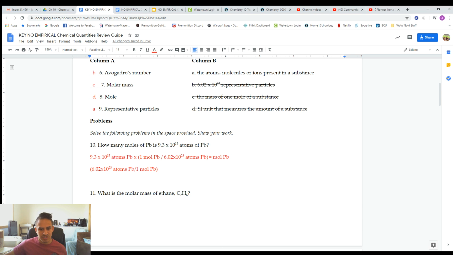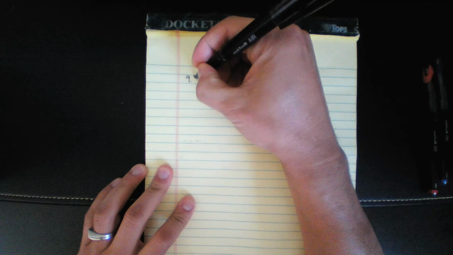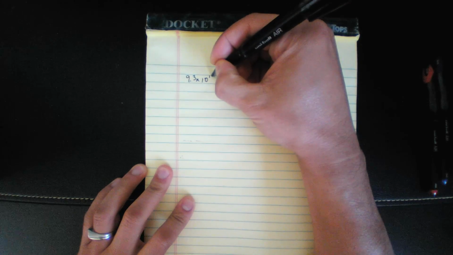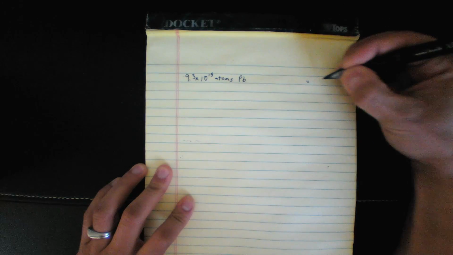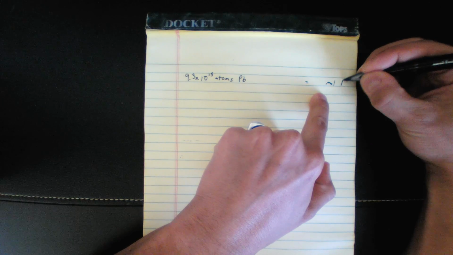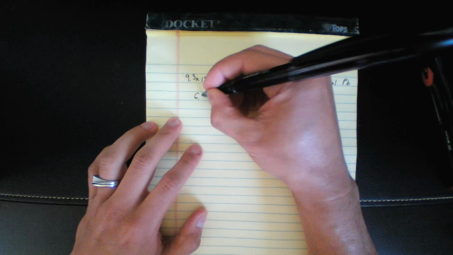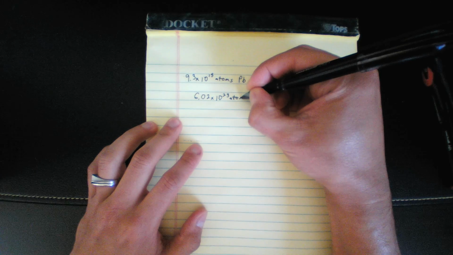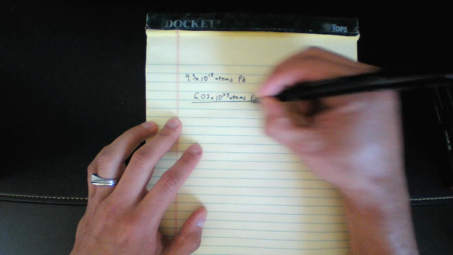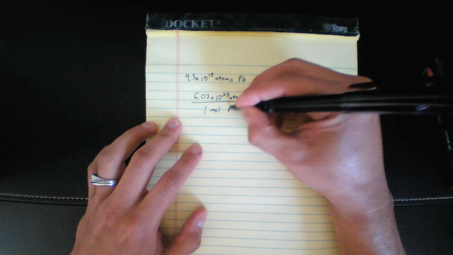If we do it this way, then our atoms of lead will cancel and we will get into moles. Just to make sure that we understand why we're doing this, I am going to switch over to paper real quick to show the math workout and make sure that we see that these units are canceling. So we are starting with 9.3 times 10 to the 15th atoms of lead. We are converting into moles of lead. The conversion factor is 6.02 times 10 to the 23rd atoms of lead for every 1 mole of lead.